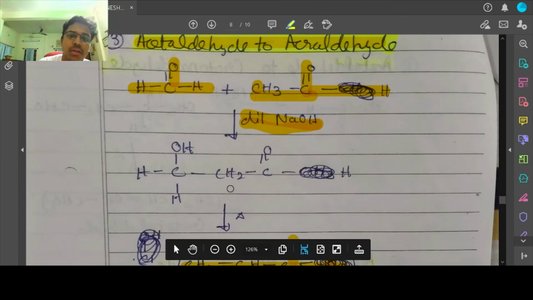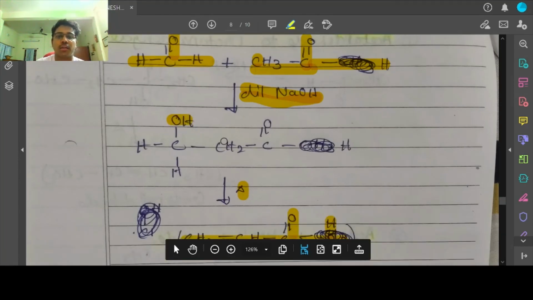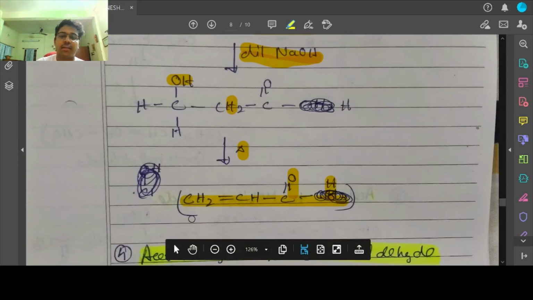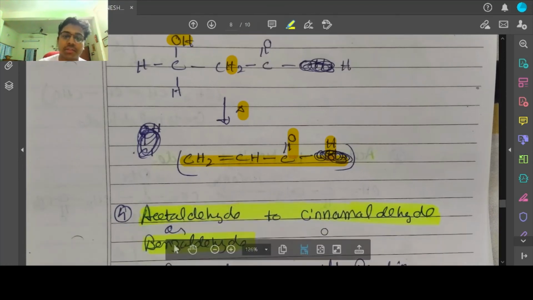Likewise, then dehydration occurs. When dehydration occurs, this OH and one H from here are removed, and the double bond replaces them, and this is known as acrolein. So acrolein is obtained from the aldol condensation of acetaldehyde and formaldehyde.